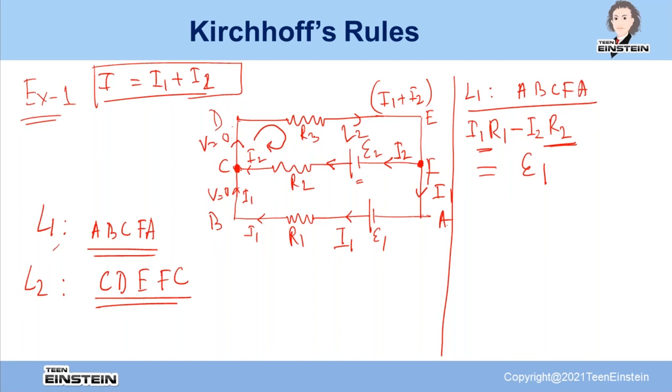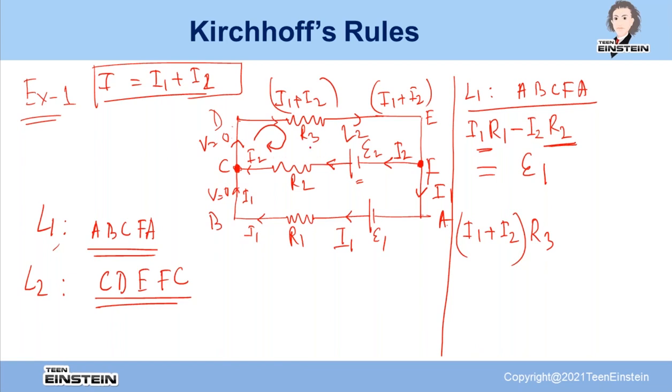Now another resistor is this one. So here, how much is the current? Current through this R2 is I2. And see the direction of the loop. I am going from F to C, and the current is also flowing in that direction. So I'll be taking here positive, I2 into R2. So these are the voltage drops across the resistors.